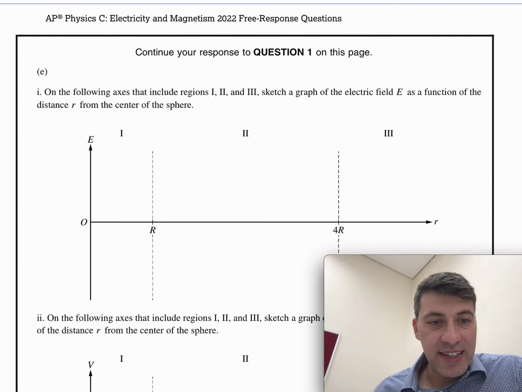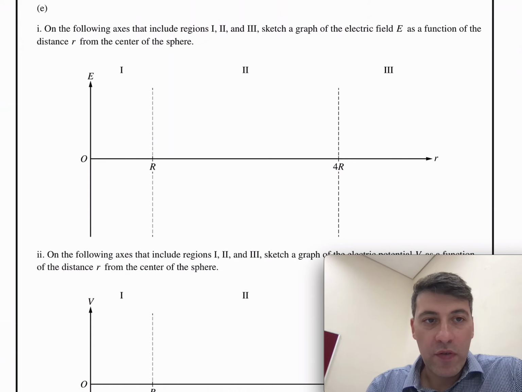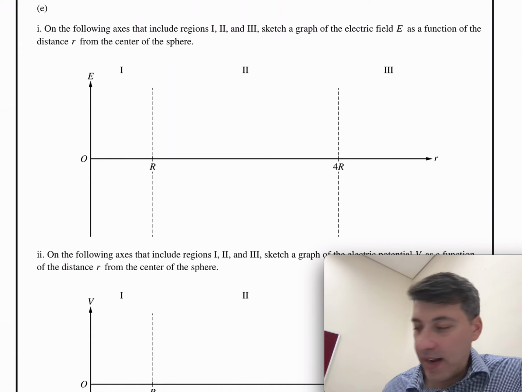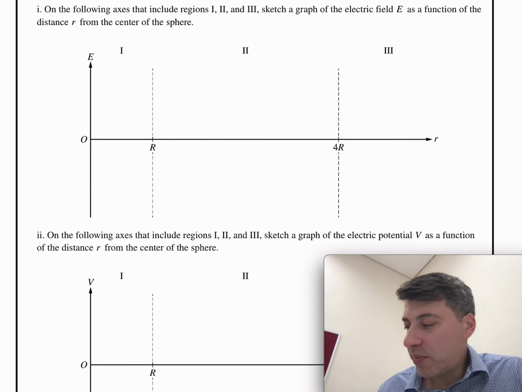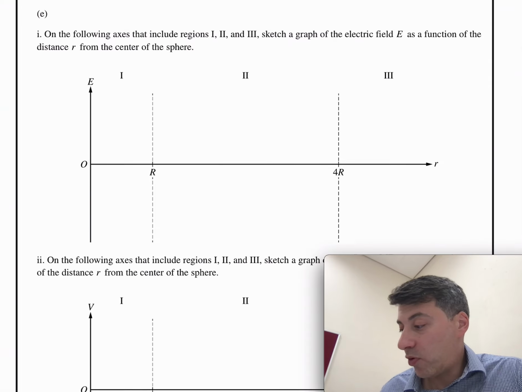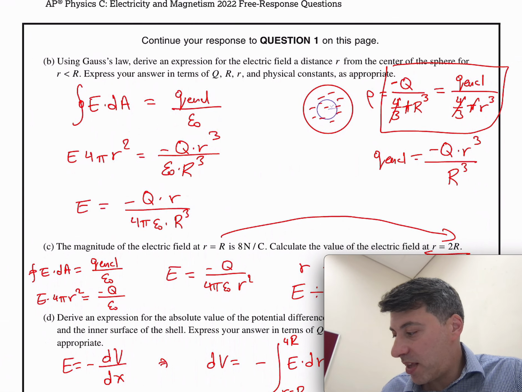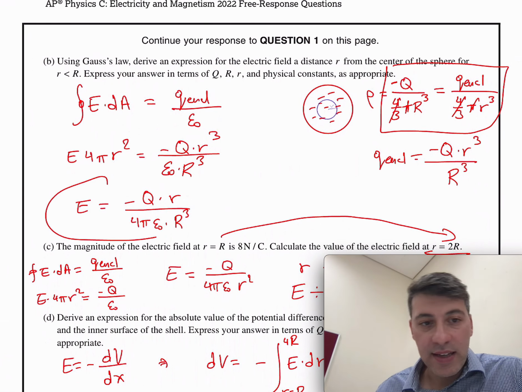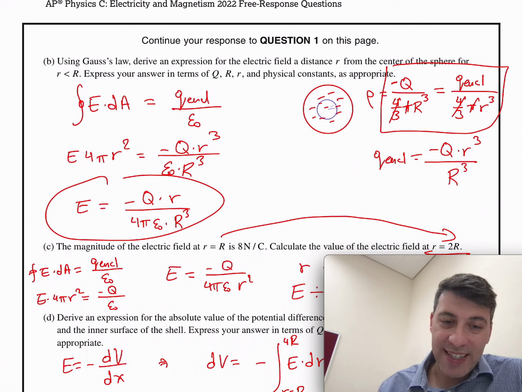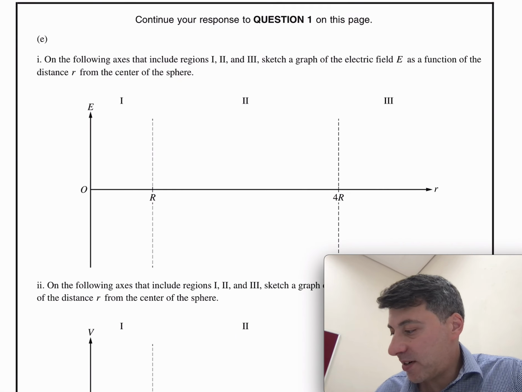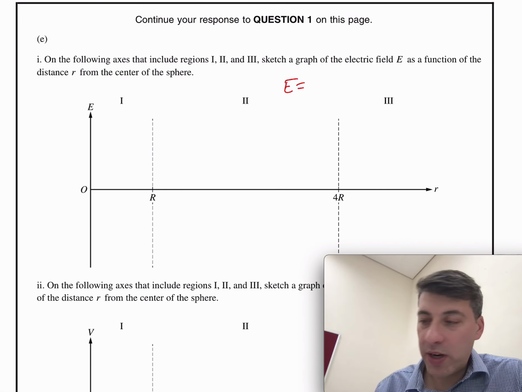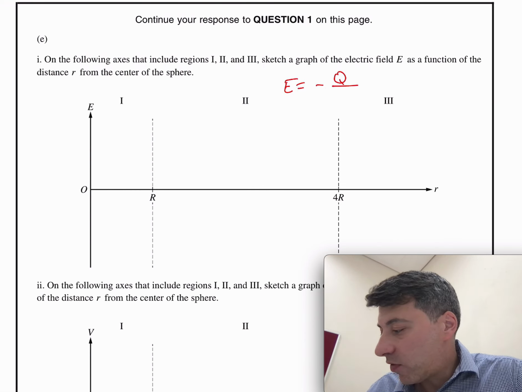And we move on to part E, where we need a graph of the electric field and later a graph of the potential with respect to the distance r. Now, the electric field shouldn't be too difficult. We proved on part B that the electric field is minus q times distance divided by 4 pi epsilon 0 times r to the power of 3. Let me bring this here. The electric field for distance smaller than capital R is minus q over 4 pi epsilon naught times r to the power of 3, multiplied by the distance.